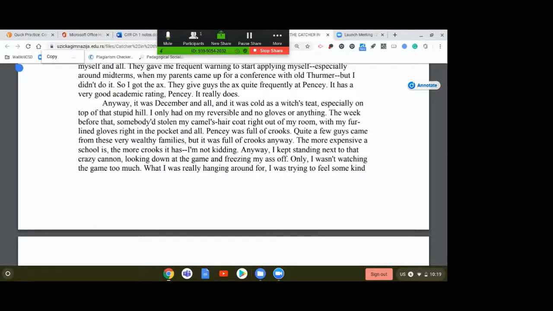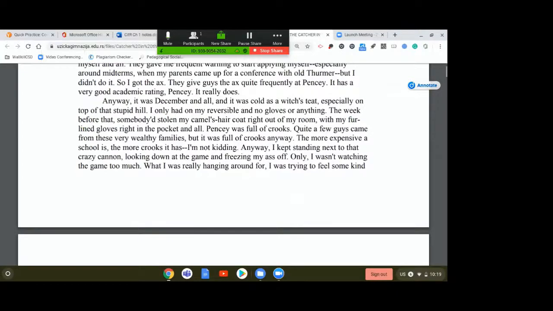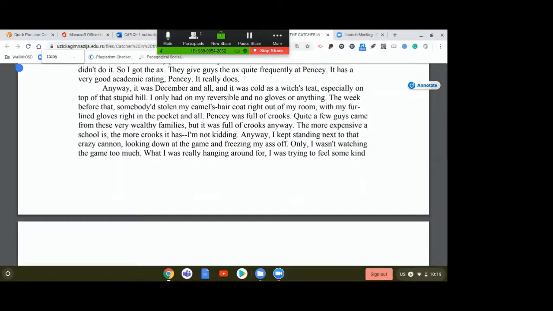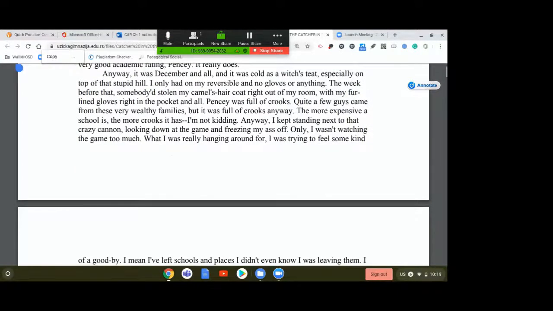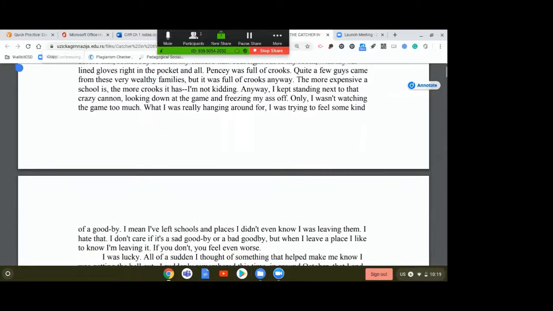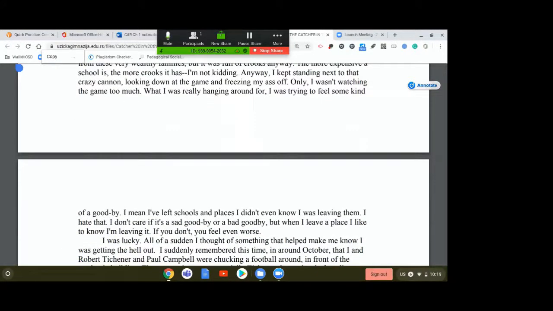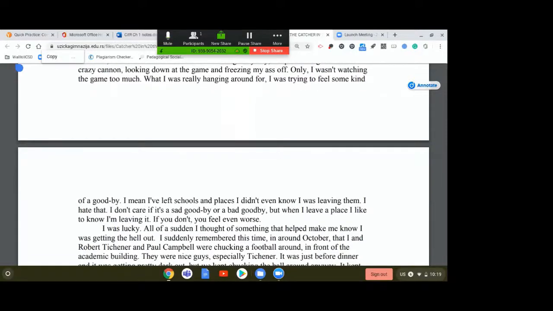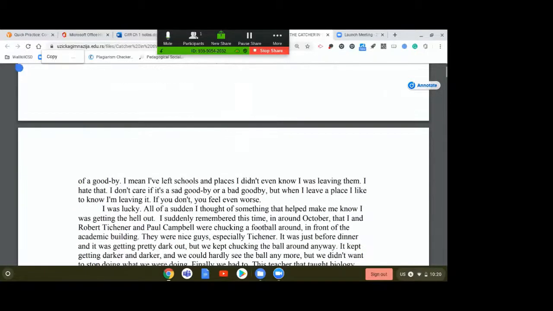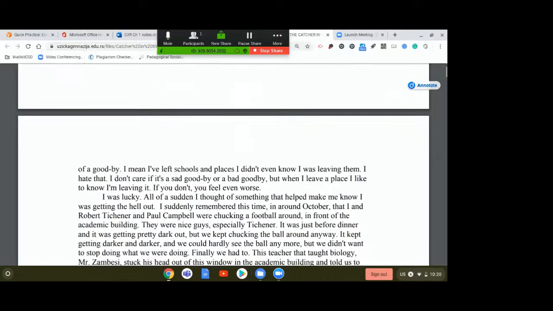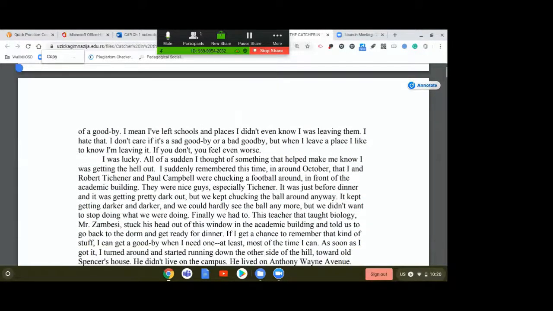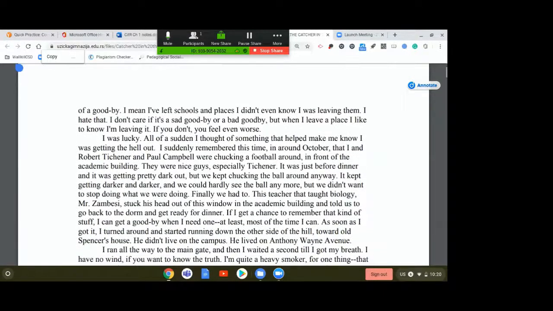I'm not kidding. Anyway, I kept standing next to the crazy cannon, looking down at the game and freezing my ass off. Only I wasn't watching the game too much. What I was really hanging around for, I was trying to feel some kind of goodbye. I mean, I've left schools and places I didn't even know I was leaving. I hate that. I don't care if it's a sad goodbye or a bad goodbye, but when I leave a place, I like to know I'm leaving it. If you don't, you feel even worse.